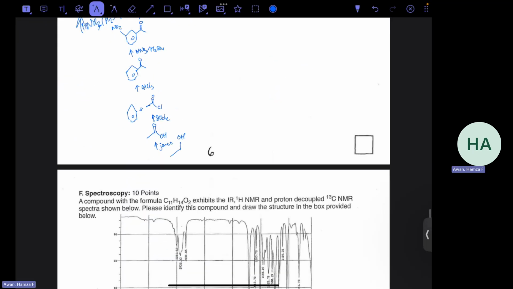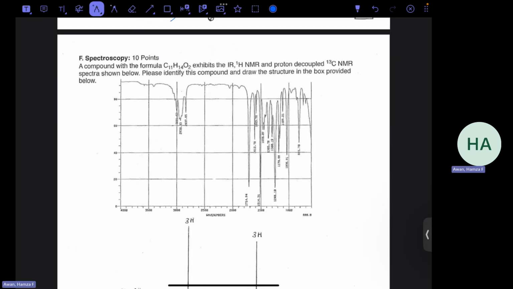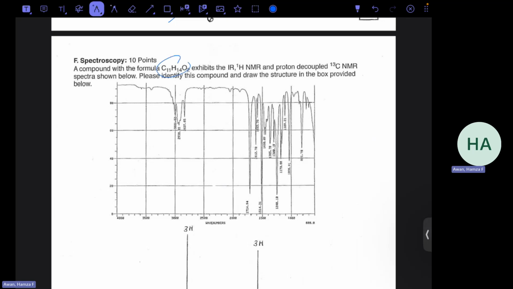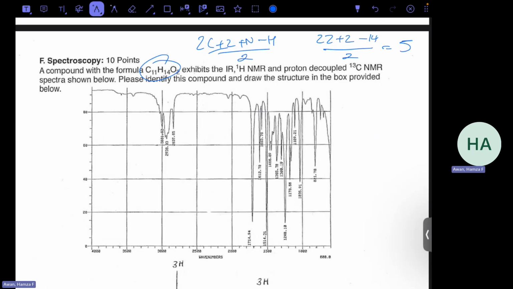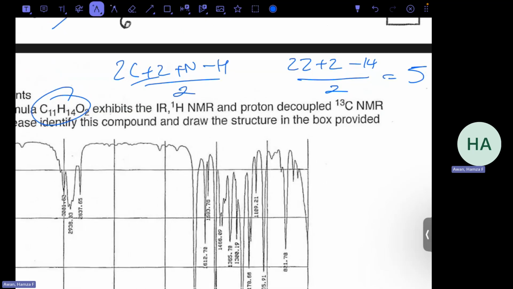All right. Final section. We have spectroscopy. Very fun. Okay. So the first thing for spectroscopy, we want to look at the elements. Remember the formula is 2C plus 2 plus nitrogen minus hydrogen, all divided by 2, right? So if we put in 22 plus 2 minus 14, all divided by 2 comes out to be 5. So 24 minus 14 is 10, divided by 2 is 5.